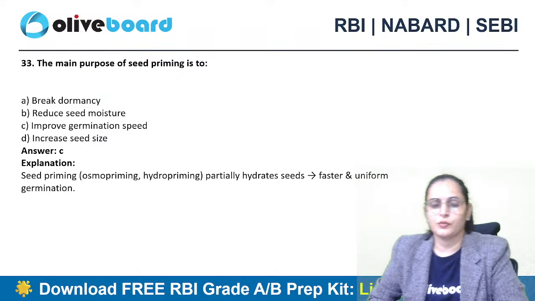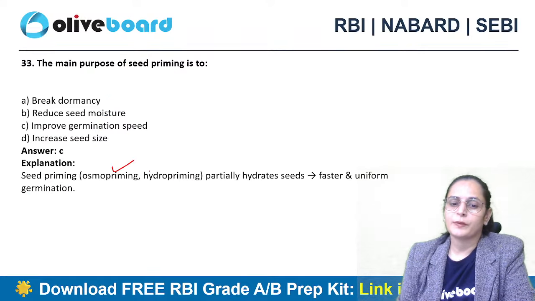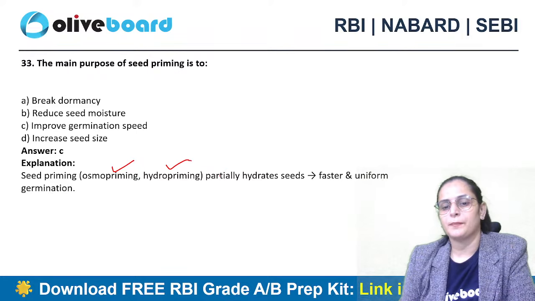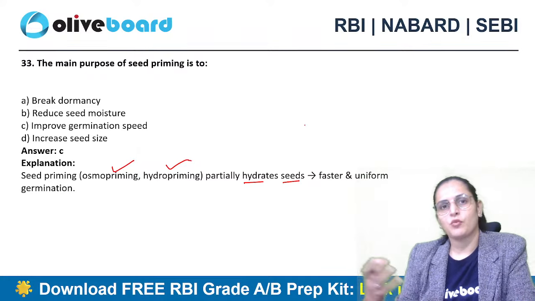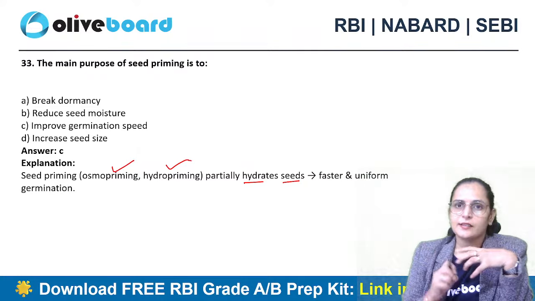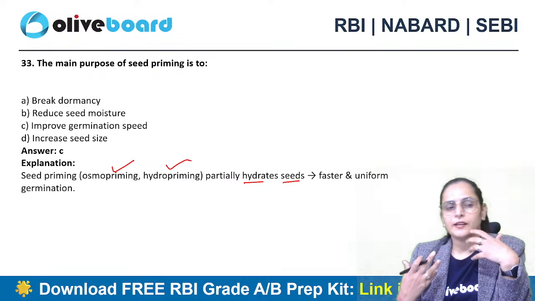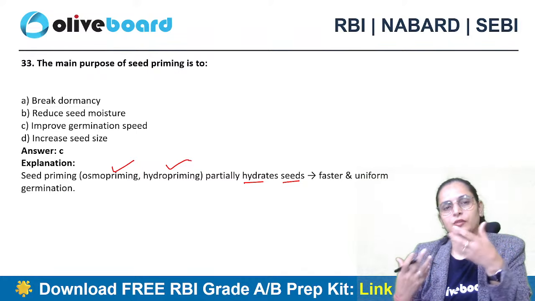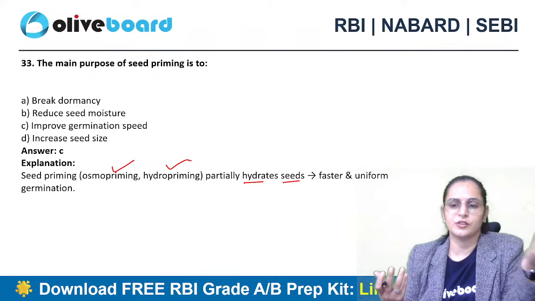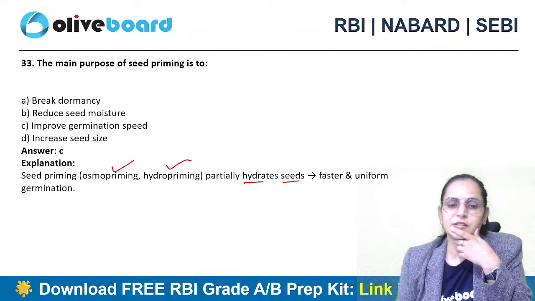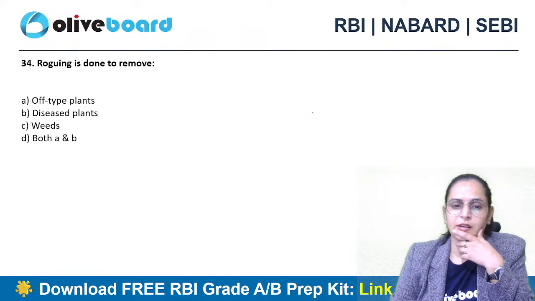So we are doing the osmo priming or hydro priming. Partially we are hydrating the seeds, so that the water will start entering inside the cell, and the embryo will start getting a condition like now the time is about to begin to show its jalwa. So it's a faster and uniform germination, right?